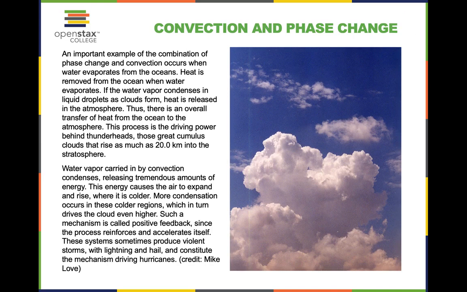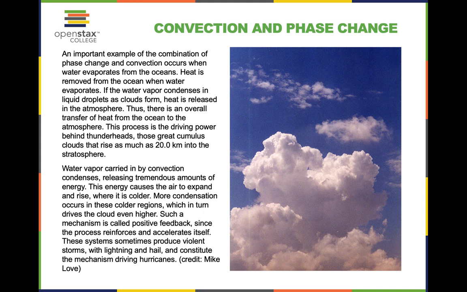An important example of the combination of phase change and convection occurs when water evaporates from the oceans. Heat is removed from the ocean when water evaporates. If the water vapor condenses in liquid droplets as clouds form, heat is released in the atmosphere. Thus, there is an overall transfer of heat from the ocean to the atmosphere. This process is the driving power behind thunderheads, those great cumulus clouds that rise as much as 20 kilometers into the stratosphere.